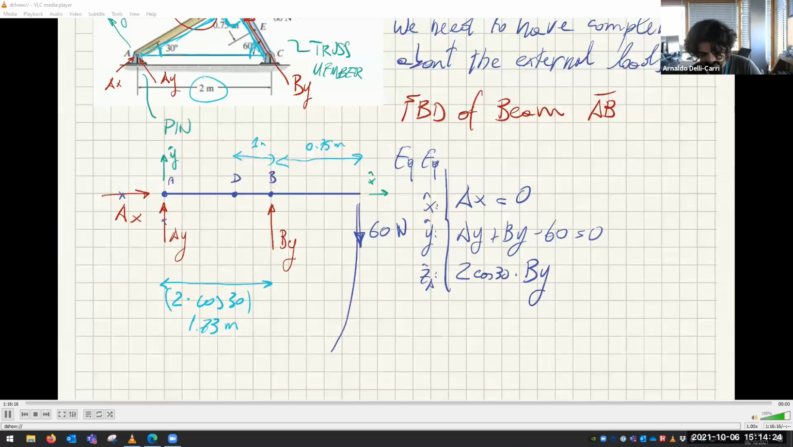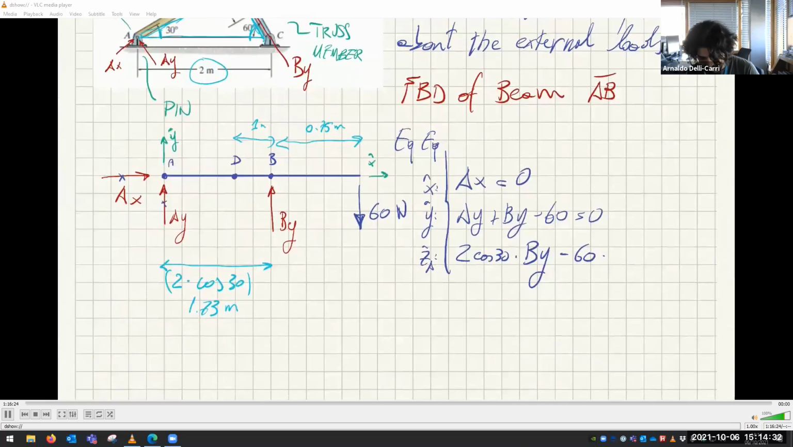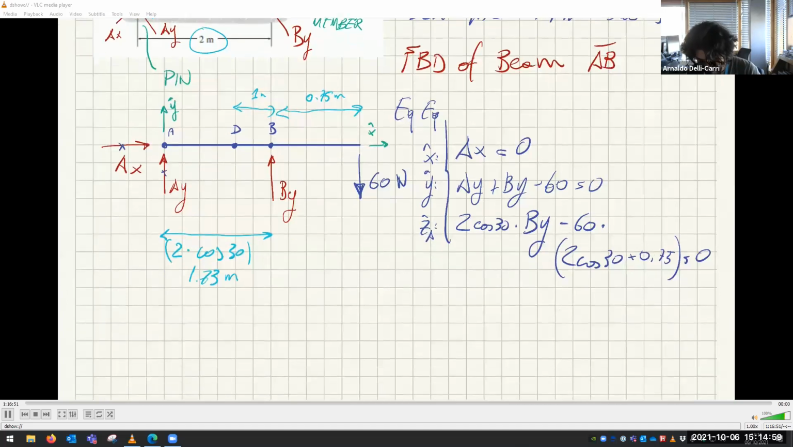And this force here is, of course, clockwise around A, which is minus 60 times, how much is this? Well, this is just this distance plus 0.75. So this is negative, this times 2 cosine 30 plus 0.75, equal to 0. This is the other equation. So we can find By from this equation here.